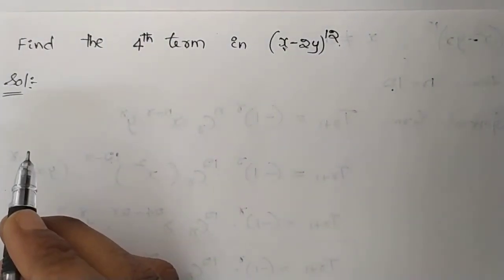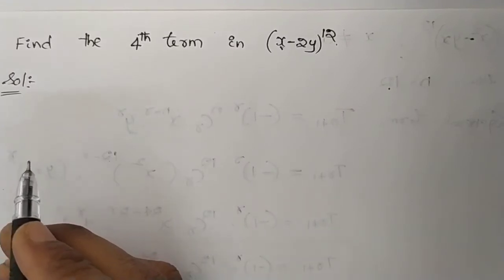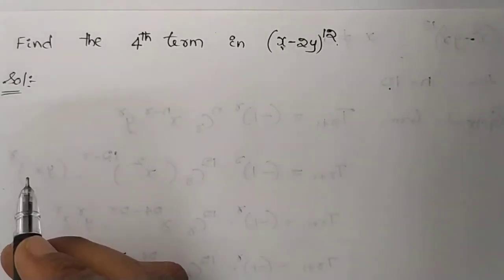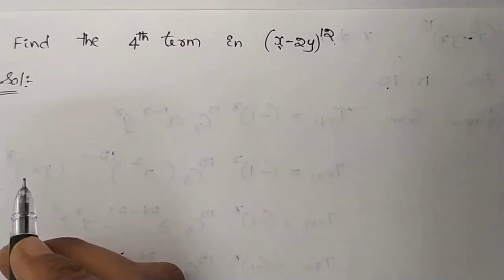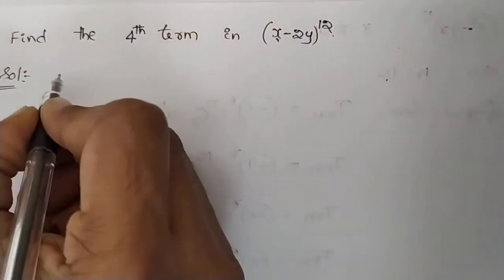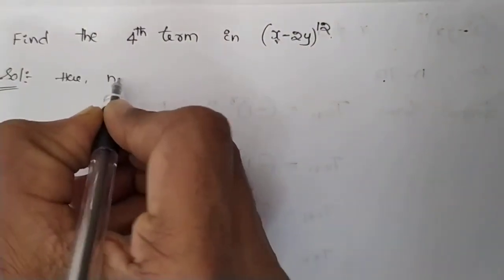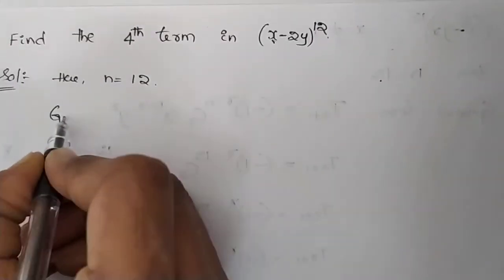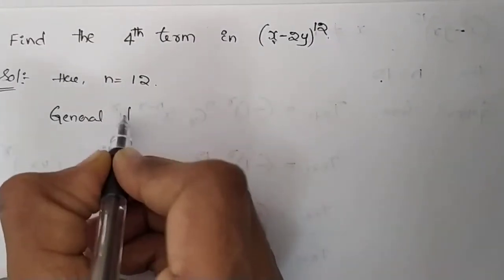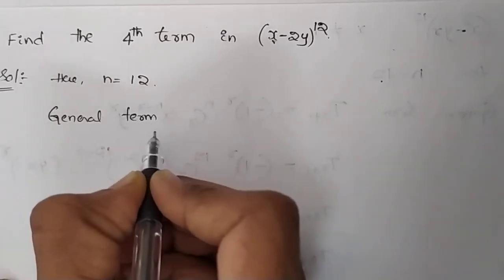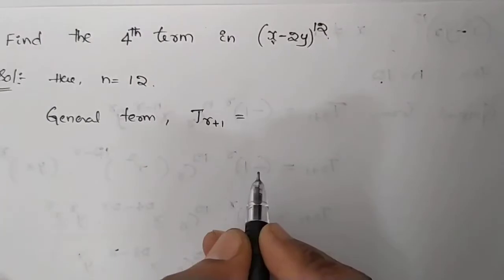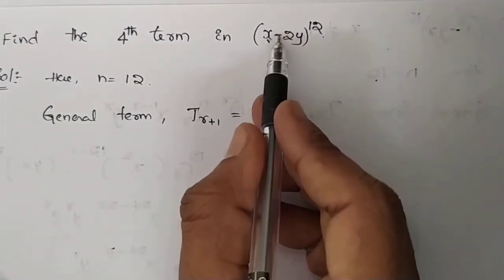Before that, kindly write its general term. We just learned in our previous class how to write the general term. The first step of the given problem is to write its general term. Here n equals 12, the power is 12. So the general term is T(r+1) equals to. Here we have the sign minus.